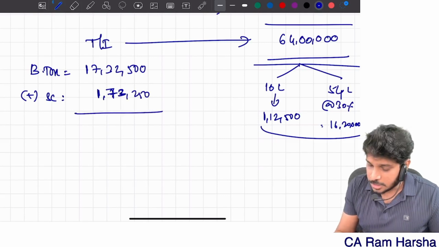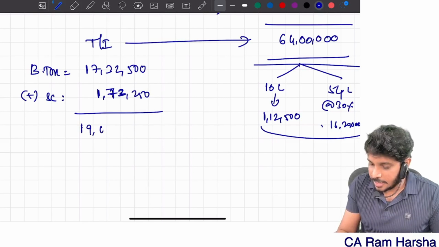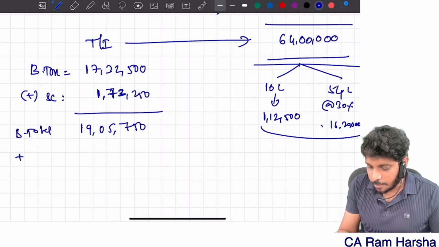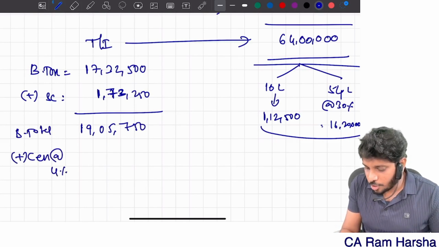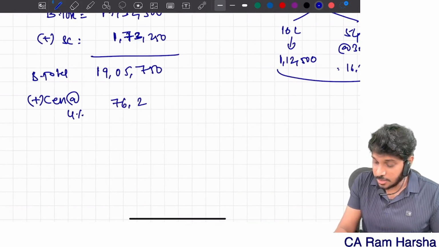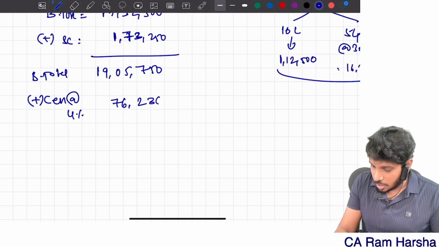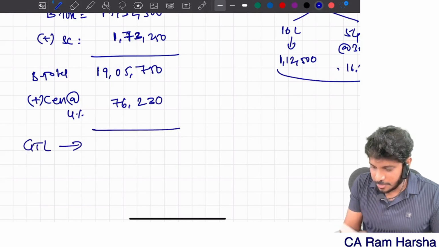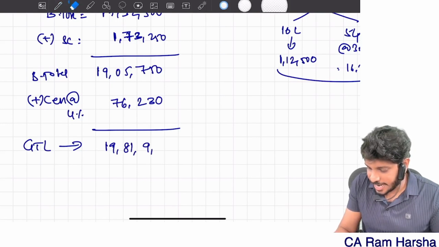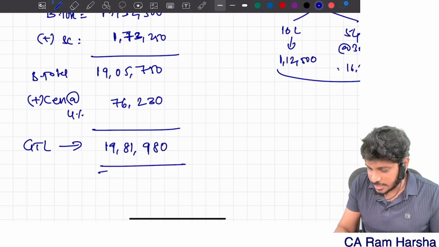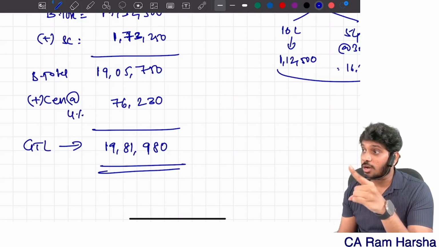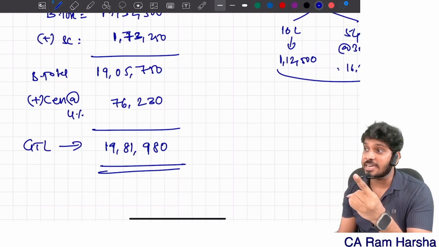Correct? Subtotal 19 lakh 5,750. Yes or no? Plus cess at 4%. How much is it? 76,230. Okay. What is the gross tax liability? 81,980. Correct? That's it. The answer is not yet over. This is the tax liability under the normal tax regime before considering AMT.